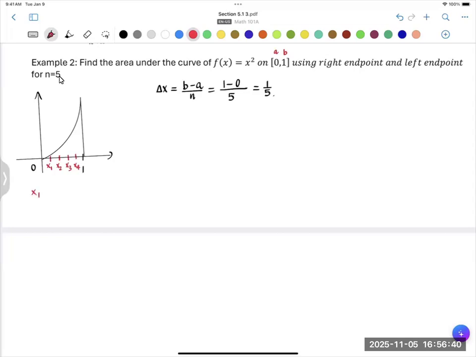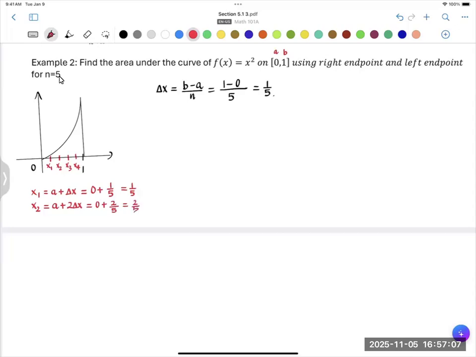My x1 will be a plus delta x, right? So my a in this case is 0. 0 plus delta x is 1/5. So my x1 is 1/5. And what is my x2? My x2 is a plus 2 delta x. It will be 0 plus 2/5, which is 2/5.